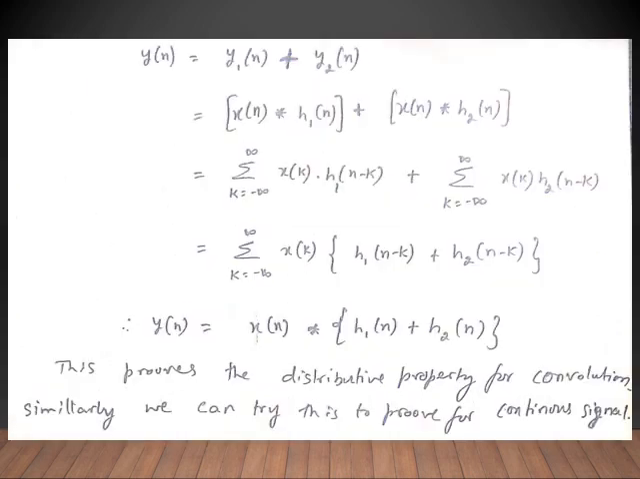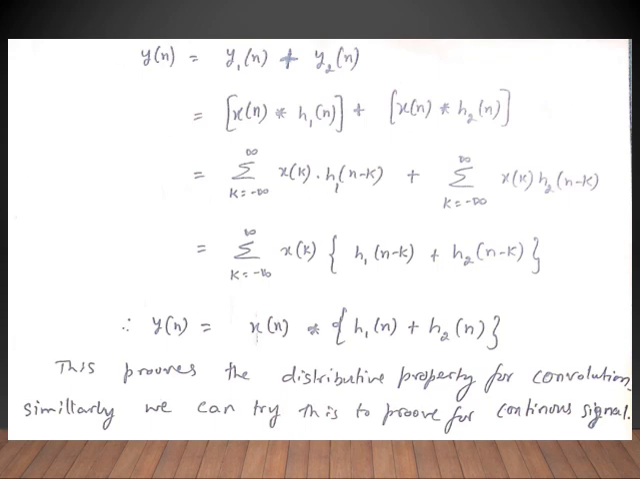If I add these together, that is the right hand side of the distributive property for the discrete case. So the final y of n is y1 of n plus y2 of n. That means x of n convolved with h1 of n plus x of n convolved with h2 of n.